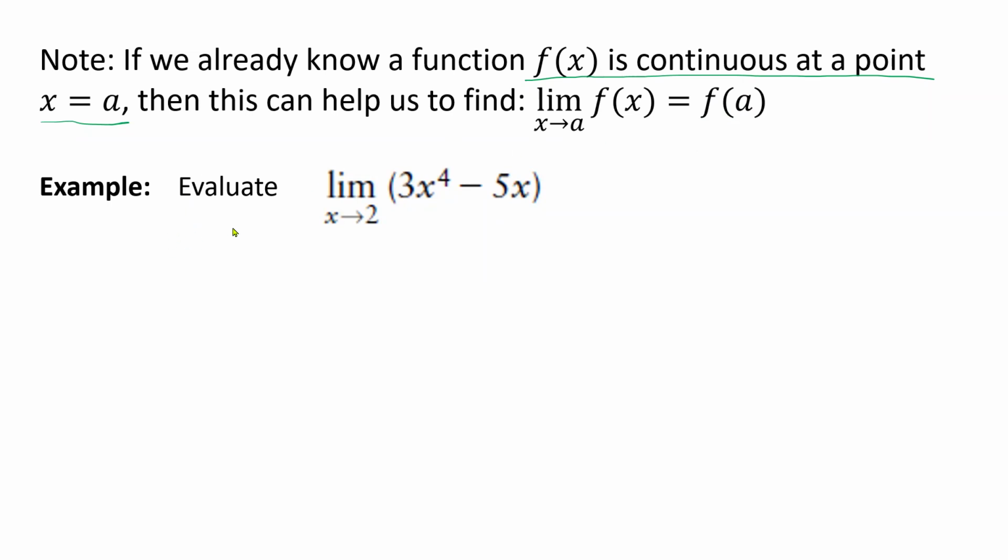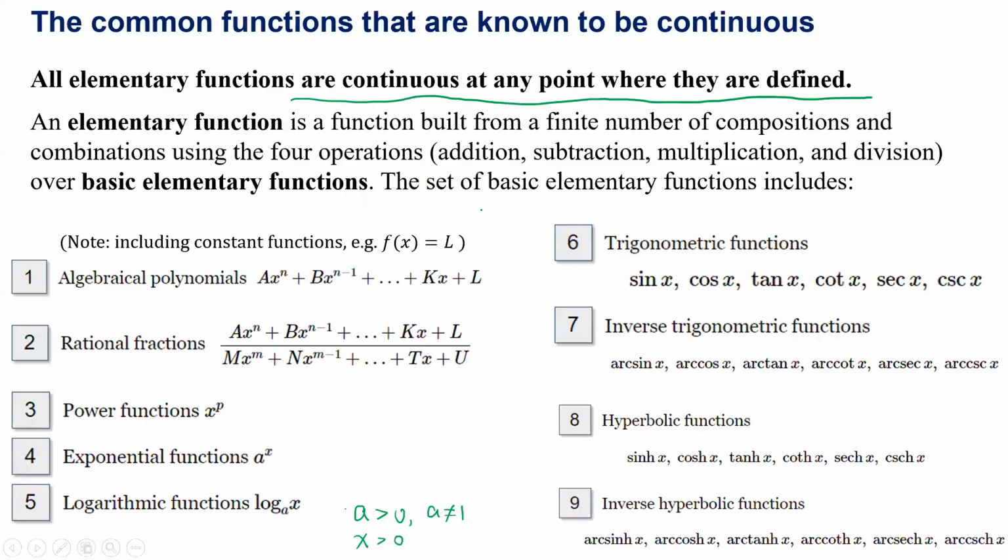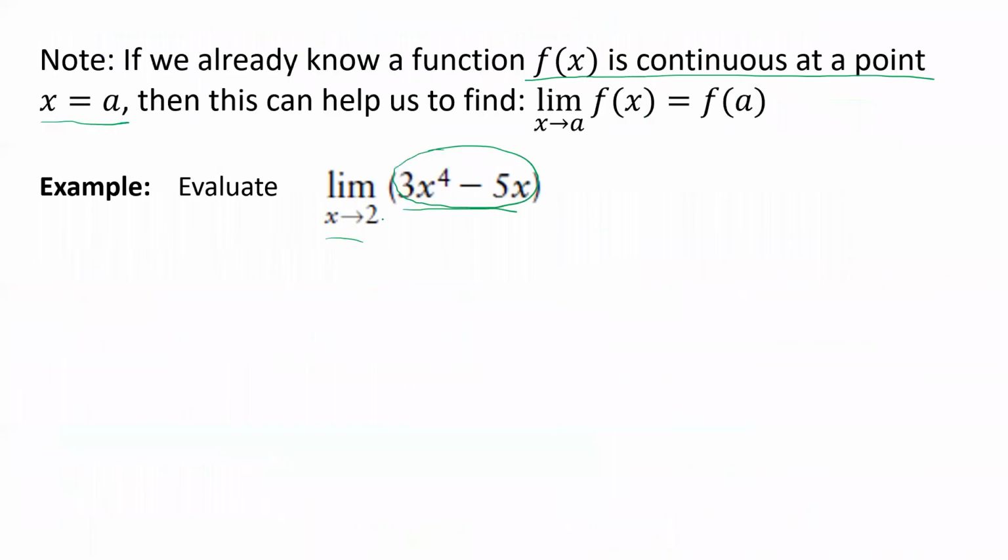So, for example, if you want to evaluate the limit of this function when x approaches 2, apparently this function is a polynomial function, right? Because a polynomial function is a type of basic elementary function, which is also an elementary function. An elementary function is continuous at any point where it is defined. Therefore, we can use this conclusion to find the limit as x approaches a single point. We can just insert x into that equation to get the limit of this function at this point.